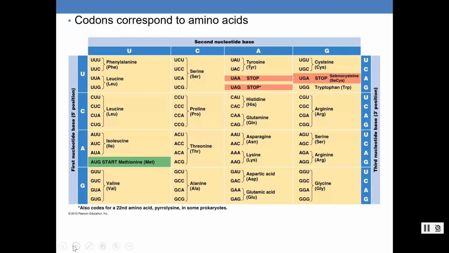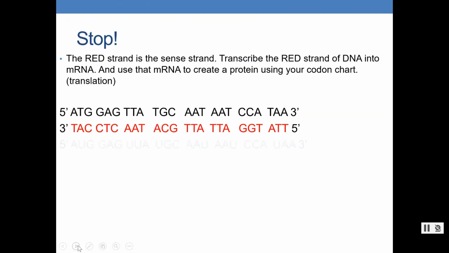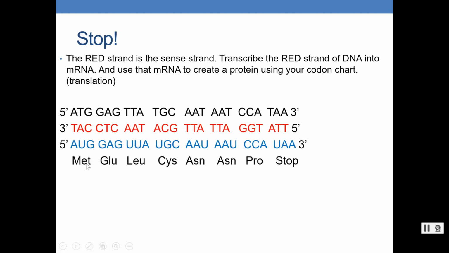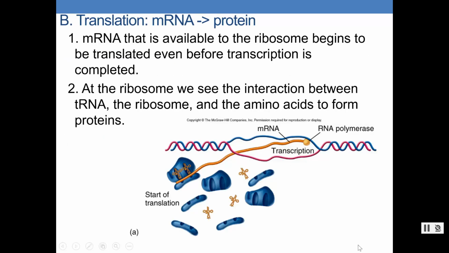All right, how did it work? Did you get it? So you should have gotten to methionine and then glycine, leucine, cysteine, and so forth and so on. This is something you should be able to do. Use a codon chart and do that.